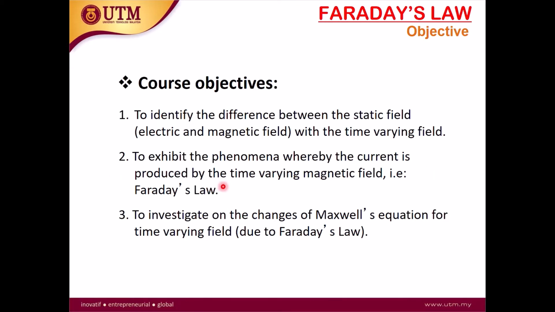Second, to exhibit the phenomenon whereby current is produced by a time varying magnetic field, for example, Faraday's law. For the second part, we will see how we can generate a current in a circuit without any source, but the circuit is exposed inside the magnetic field. Whether the magnetic field is time varying or time invariant, there is a certain condition for how the current can be produced. And third is to investigate the changes of Maxwell equation for the time varying field.